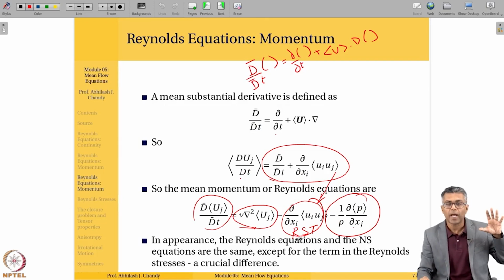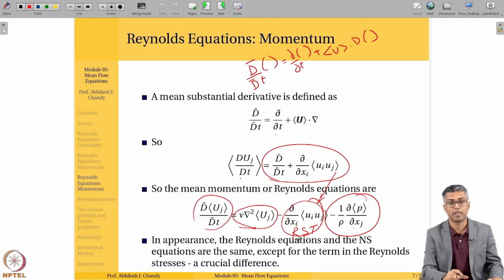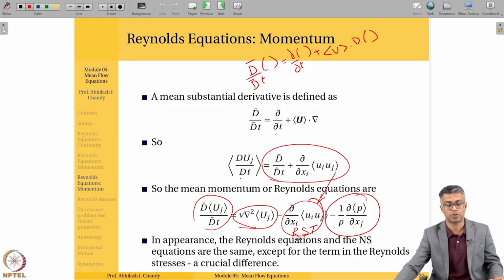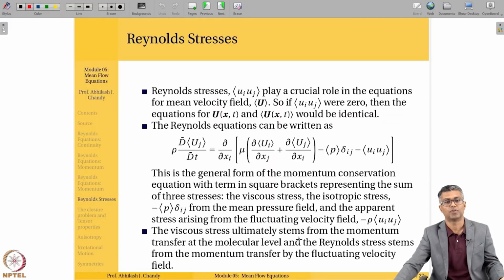Then whatever solution you end up getting by solving the Navier-Stokes equations, you would get the exact same solution by solving this equation if the Reynolds stresses were 0. And the Reynolds stresses are 0 for laminar flow. For turbulent flow, they are non-zero.